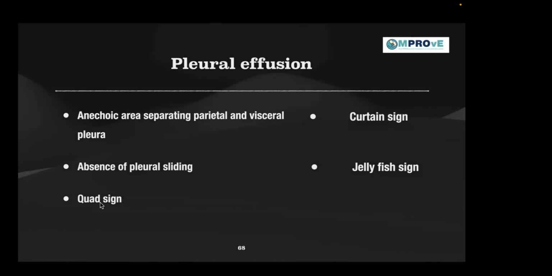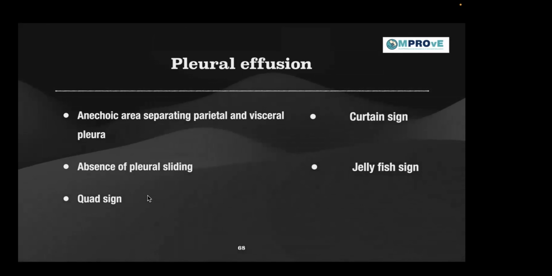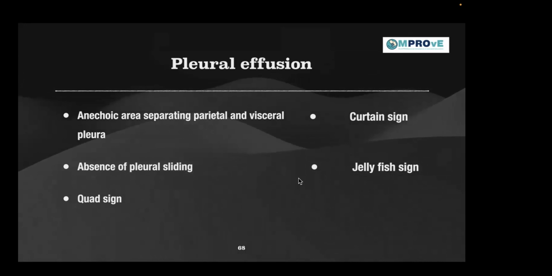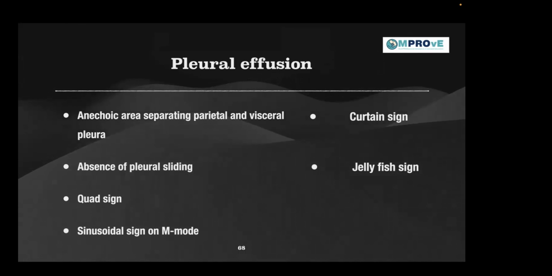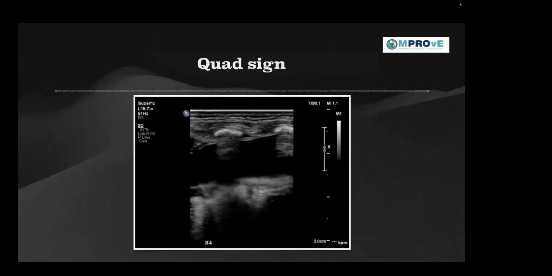There is something called a quad sign, which I will show you. When you scan that particular area with the pleural effusion, you see a quad sign, and then you see the curtain sign and the jellyfish sign as well. It's too many signs to know in a one-day session, so we'll keep on repeating this in future sessions. And then when you interrogate that area with the M mode, you see a sinusoidal sign. I'll explain all of those.